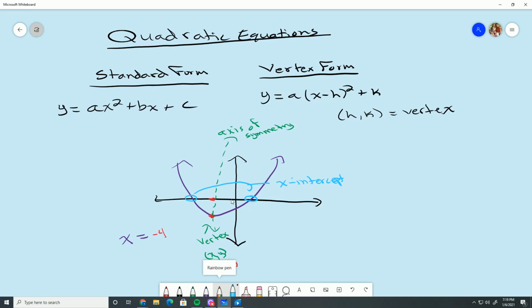And in addition, there's also the y-intercept. And the y-intercept is, again, wherever your parabola crosses the y-axis. Notice there's only one y-intercept. If a parabola is opening up or opening down, there's only going to be one y-intercept just because of the way it's oriented. As far as x-intercepts go, there's two in this case.